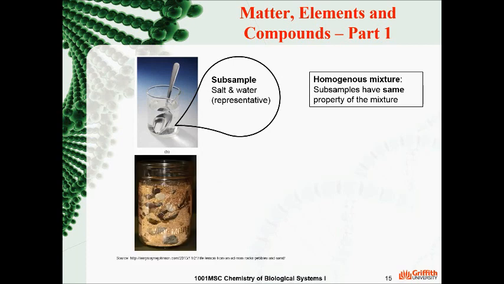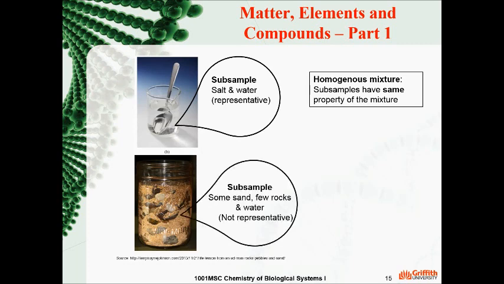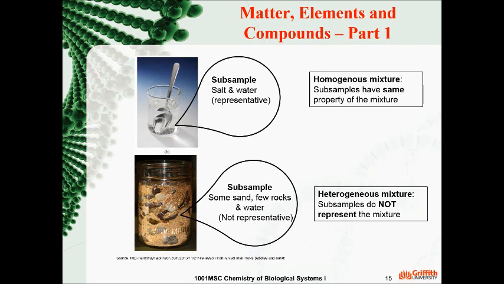On the contrary, heterogeneous mixtures produce subsamples that don't represent the compounds. For example, if you fill a sand bucket from the beach, you get a heterogeneous mixture that may contain water, sand, rocks, and other stuff. If we take a subsample from this bucket, we find that it doesn't represent the property of the mixture, as we might get only sand in the subsample, but the mixture has also water and rocks. So, in heterogeneous mixtures, the subsample does not have the same properties as the original mixture.